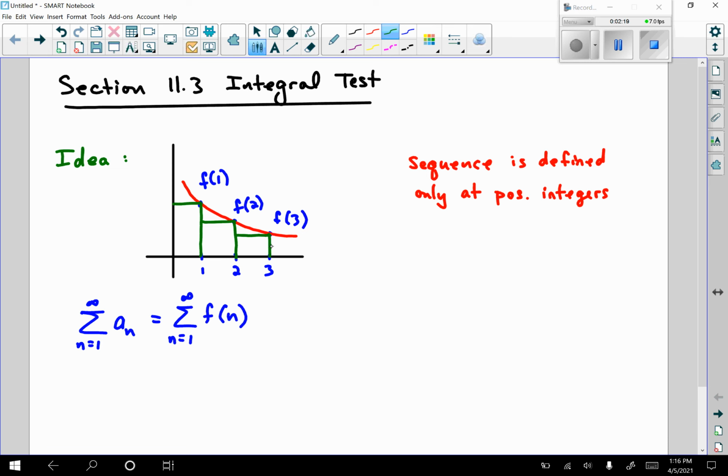to find the integral. So the summation here of all of these areas of the rectangles, there's some space or a gap right here. So I'm going to say that this is actually less than the integral from 1 to infinity of f of x dx. So this is how we could use the integral here. And the result of the integral is going to help us determine whether the series converges or diverges.